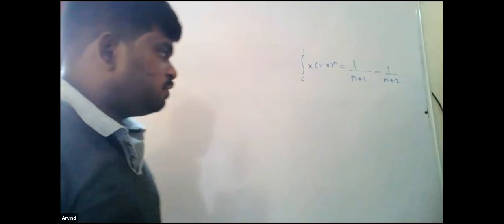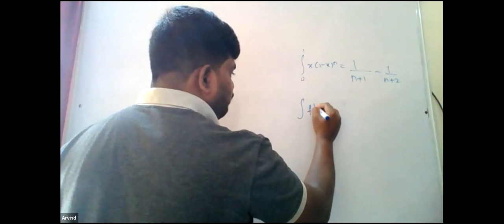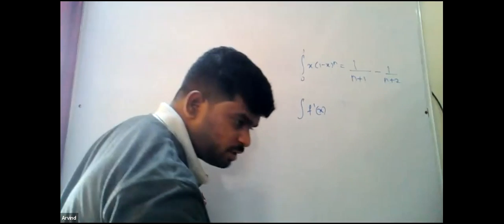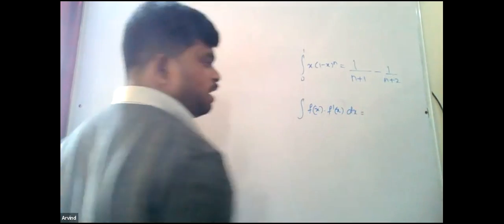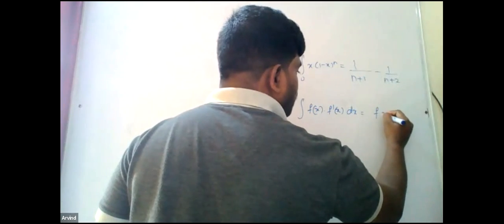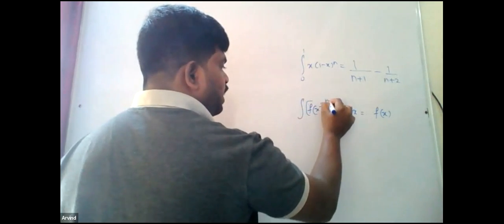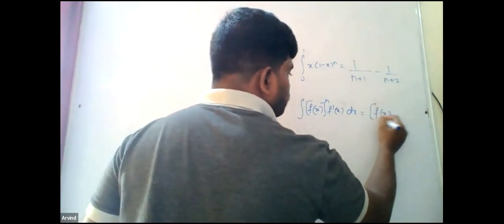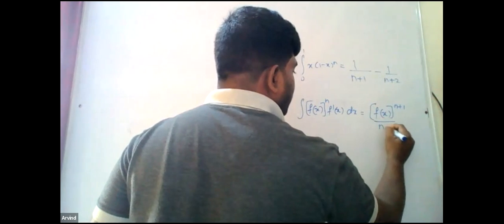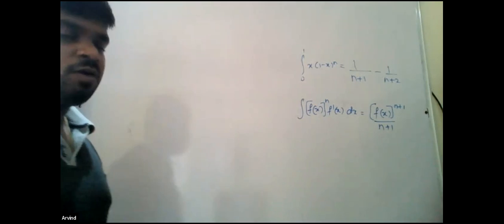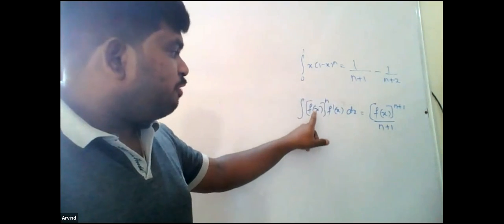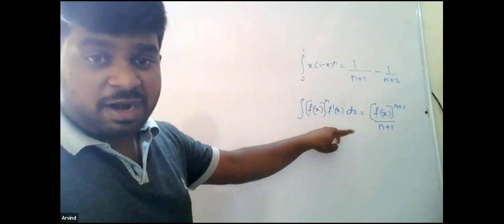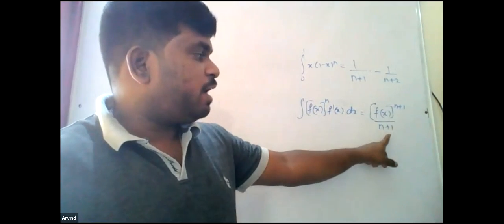The formula is, observe, if you have got a function f of x into f dash of x dx, then the formula will become f of x whole power n, that is the standard formula. So it will become f of x to the power n plus 1 divided by n plus 1 plus integration constant. I'm not going to write that. Okay, this is the second formula. If f of x is there, to the power n, along with f dash of x multiplied, then it is f of x whole to the power n plus 1.